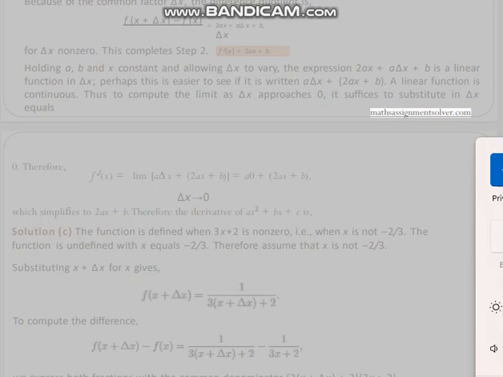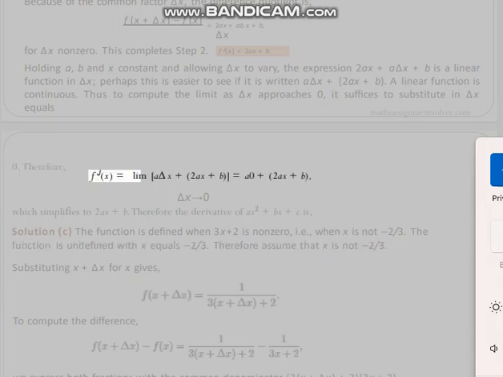MathsAssignmentSolver.com. Solution C. The function is defined when 3x plus 2 is non-zero, i.e., when x is not minus 2/3. The function is undefined when x equals minus 2/3. Therefore, assume that x is not minus 2/3.